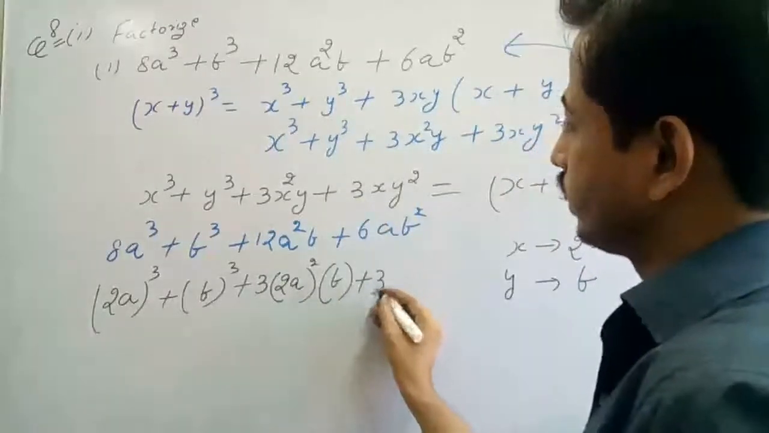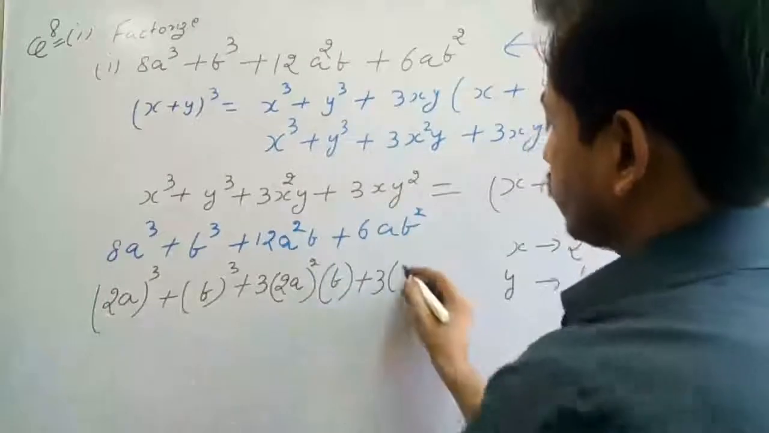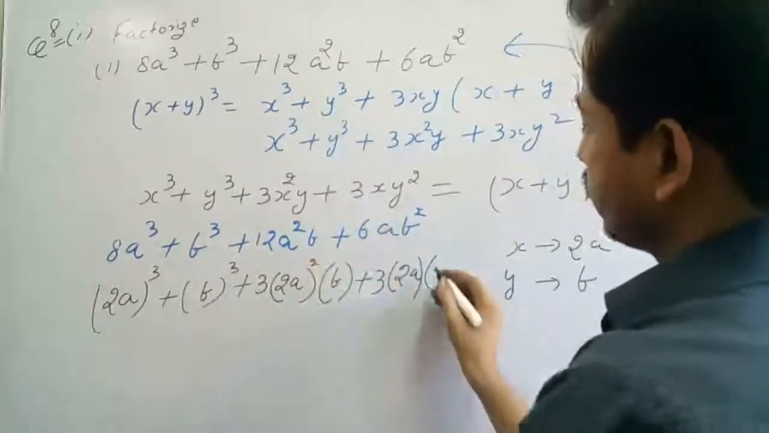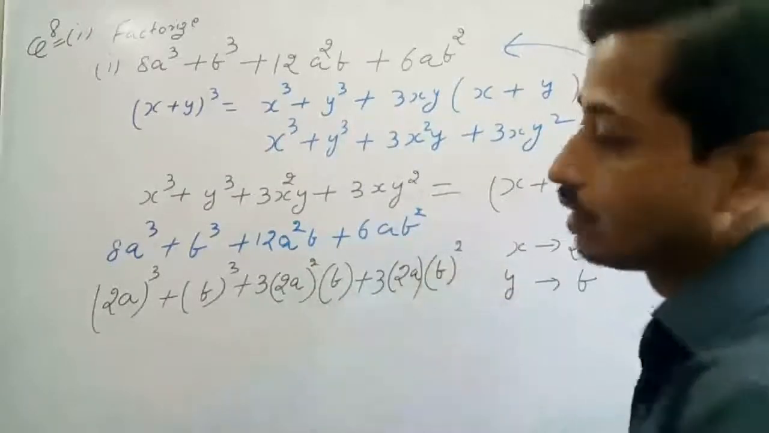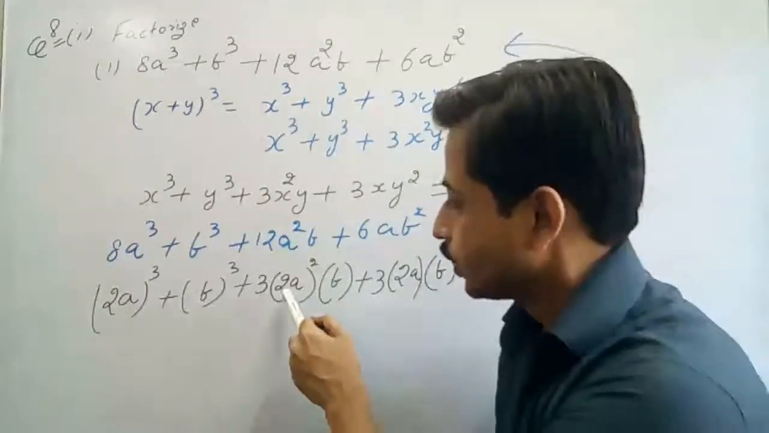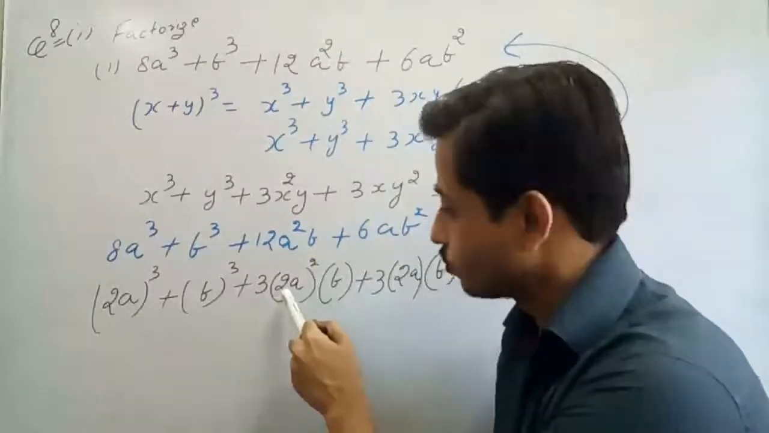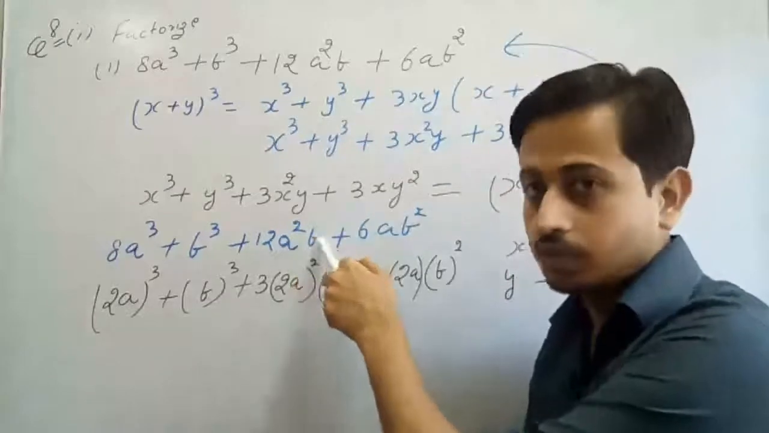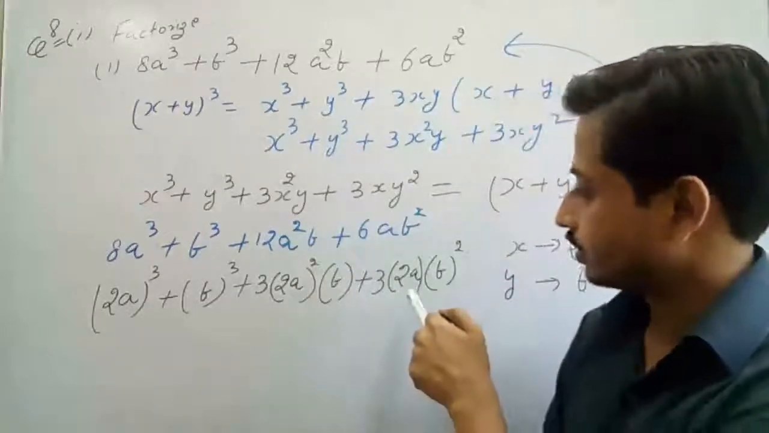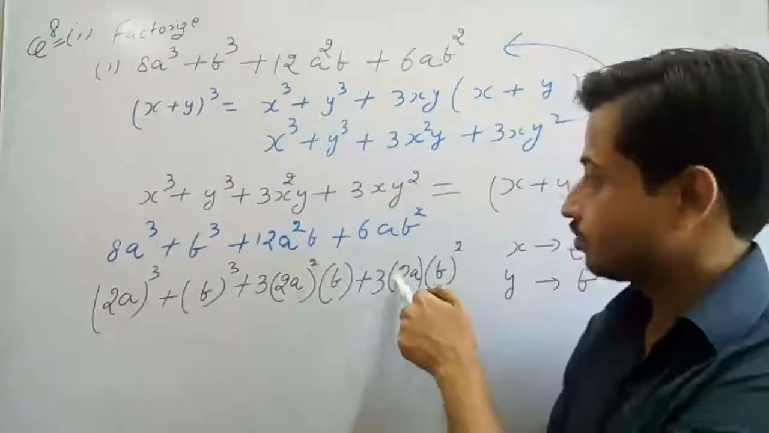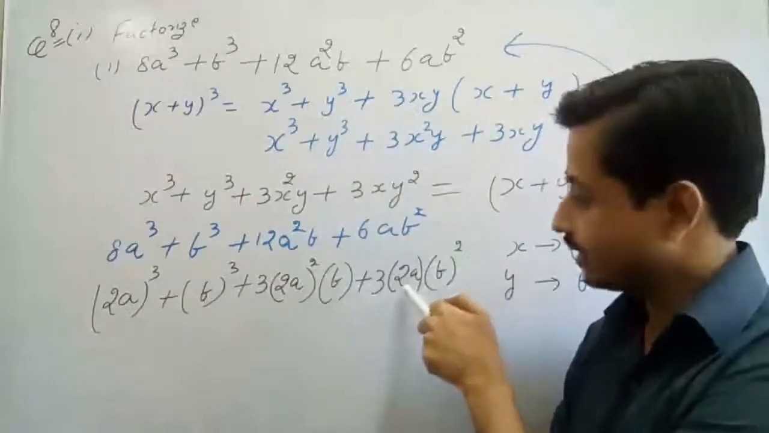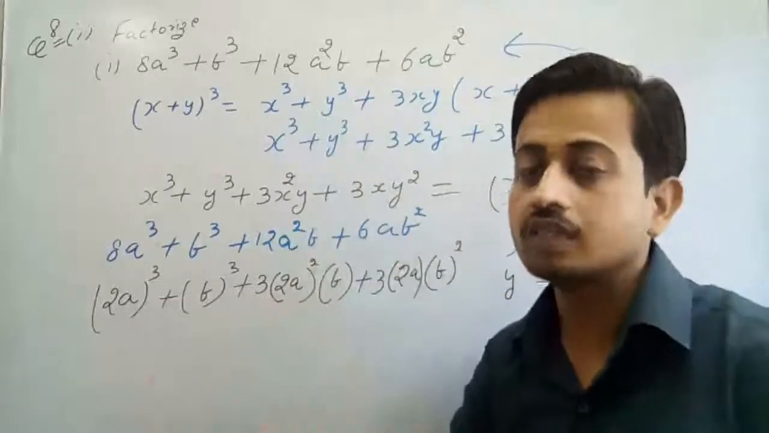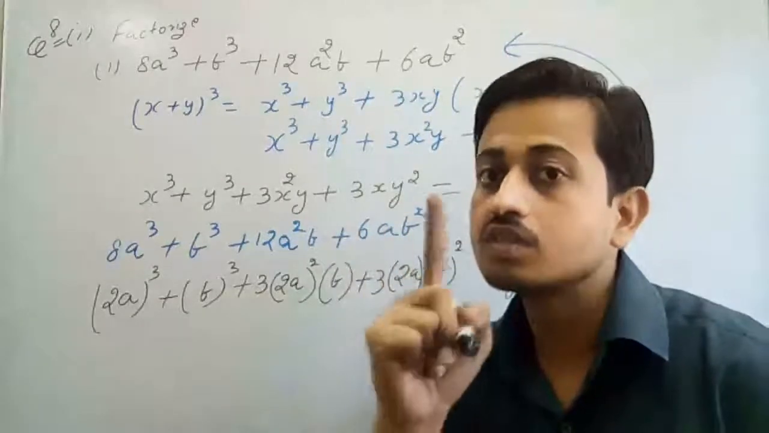plus 3 into x. x is 2a. Now y is b. Now check the terms. 2 square, 2 into 2 is 4, 4 into 3 is 12, we get the 12. Now a square into b, this is a square b, it means we get the same term. Look at this term, 3 into 2 is 6, we get 6, and b square here and a is here, ab square, so we get the same term. It means we are going in the correct manner.